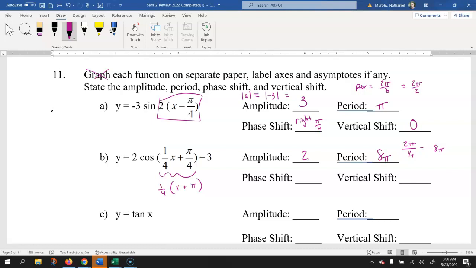So the phase shift, again, we would look at this one. Don't make the mistake, if this was multiple choice on the test, of thinking that the answer would be to the left, pi over 4 radians. That would be wrong. It's actually to the left, pi radians. And the vertical shift is -3, so that's going down 3.